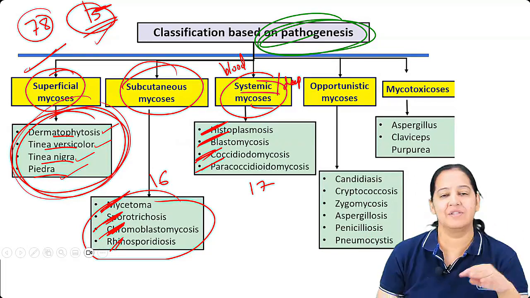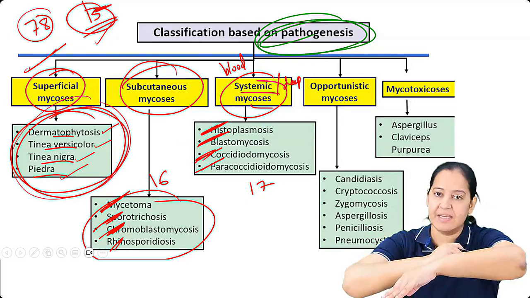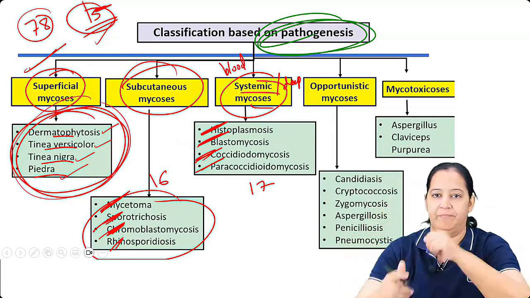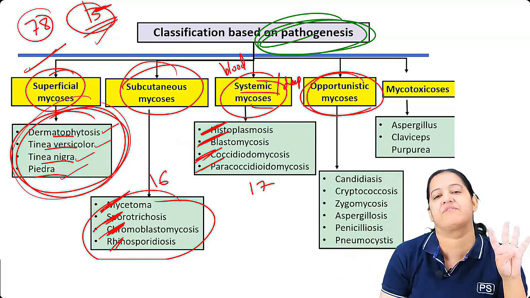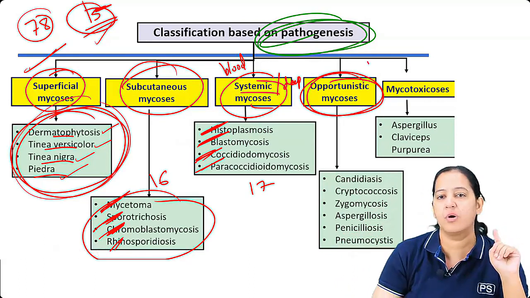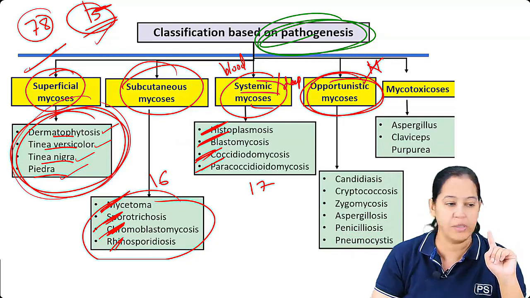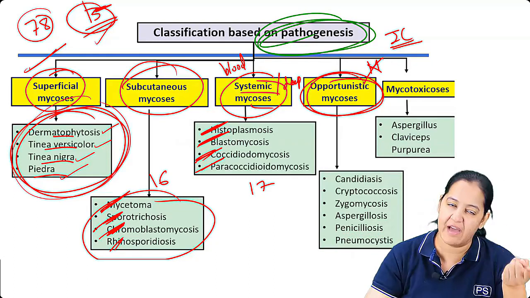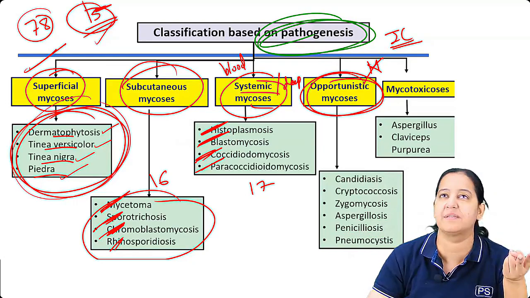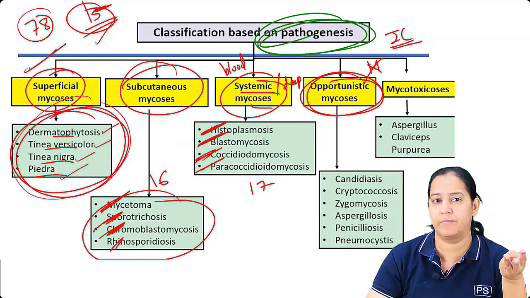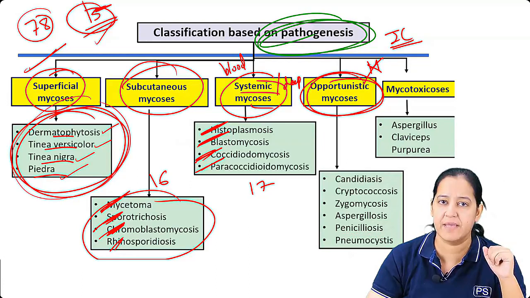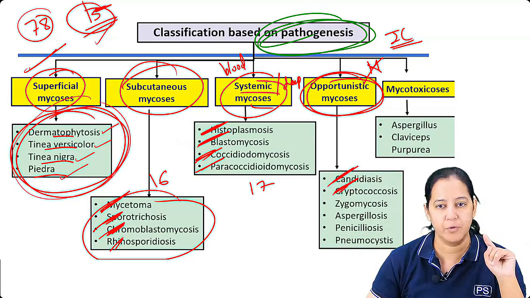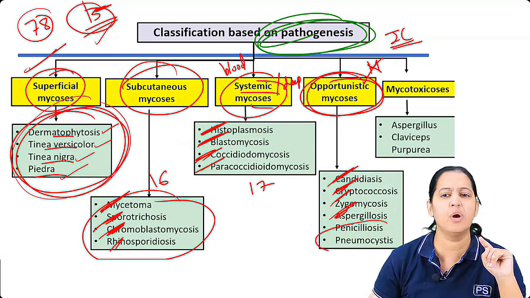So superficial is done, subcutaneous is done, deep is done. Four superficial, four subcutaneous, four deep. After that, four opportunistic fungus. What do you mean by opportunistic? They do not cause disease in healthy people. They cause disease in immunocompromised people only. The person already has AIDS, or is on steroids, or is on chemotherapy drugs. So learn four fungus here: Candida, Cryptococcus, Zygomycetes, Aspergillus. These two are also there, but not important.